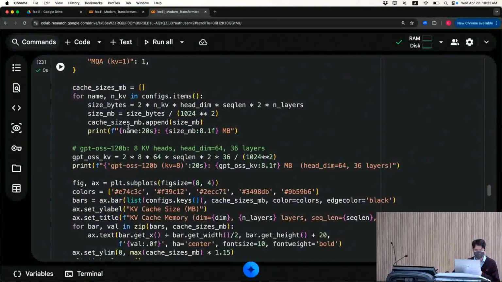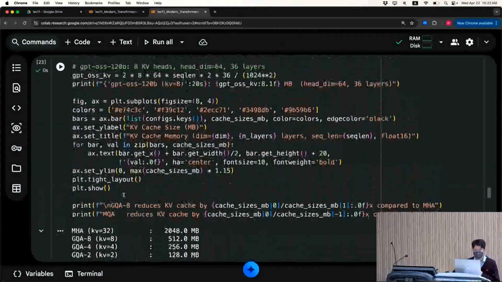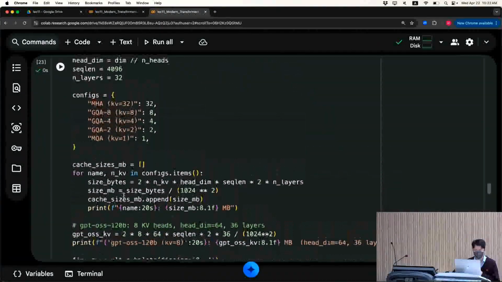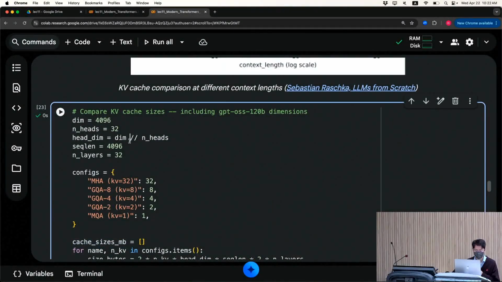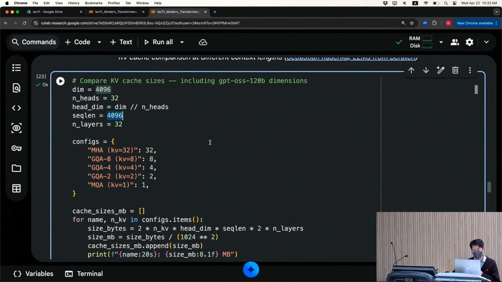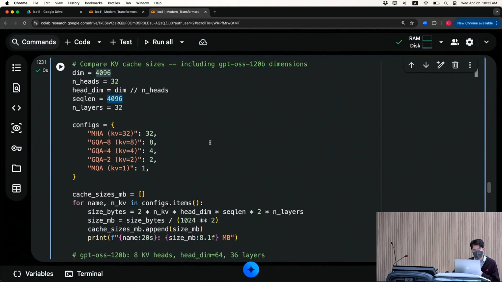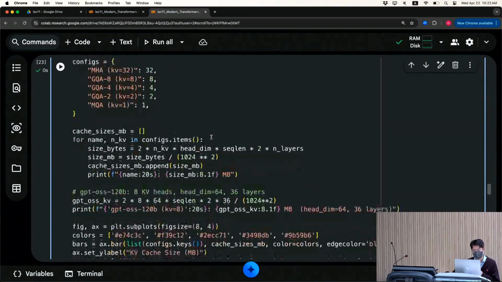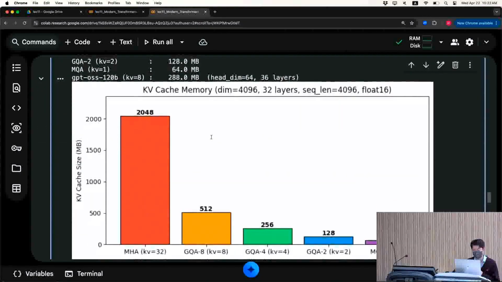let's see. It's going to be a sequence of size 4,096 tokens, and 32 layers, and the dimension 4,000 as well. So for this small sequence, we only have 4K tokens here. The savings in terms of the KV cache is quite significant.